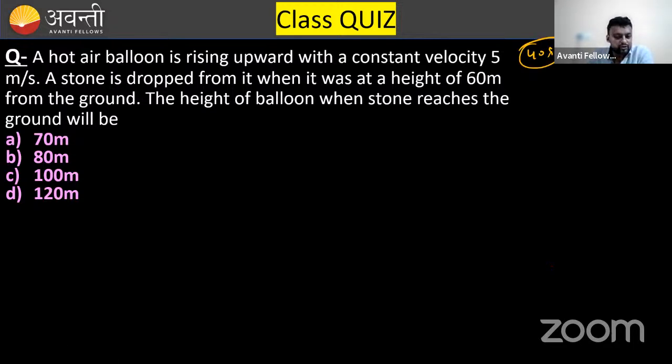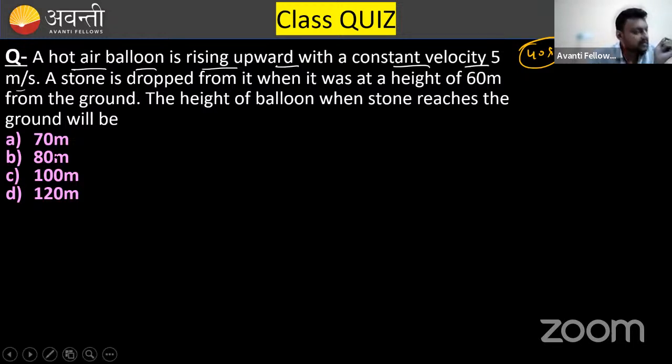The concept in this question that I want to discuss here, very good, Bhavnagar and Rajkot. I am audible, that means. There is a hot air balloon which is rising upward with a constant velocity 5 meter per second.